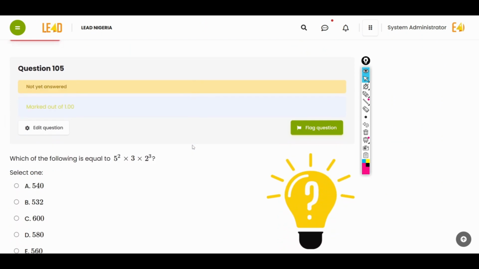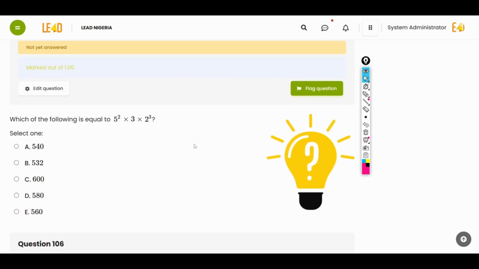Question 105. Which of the following is equal to 5 squared times 3 times 2 cubed? So we can just multiply that out. That will be 5 squared times 3 times 2 cubed, which is 25 times 3 times 8. That will be 25 times 24. All right, so let's do that. 25 times 24.